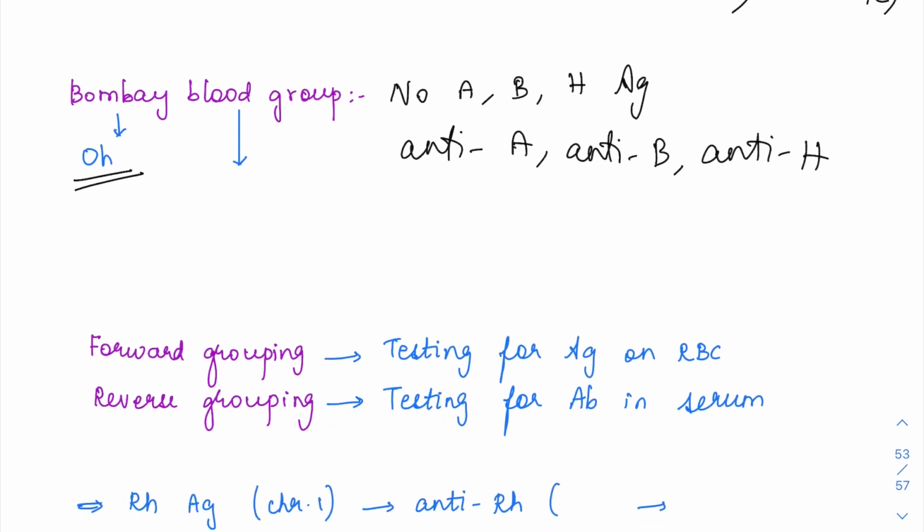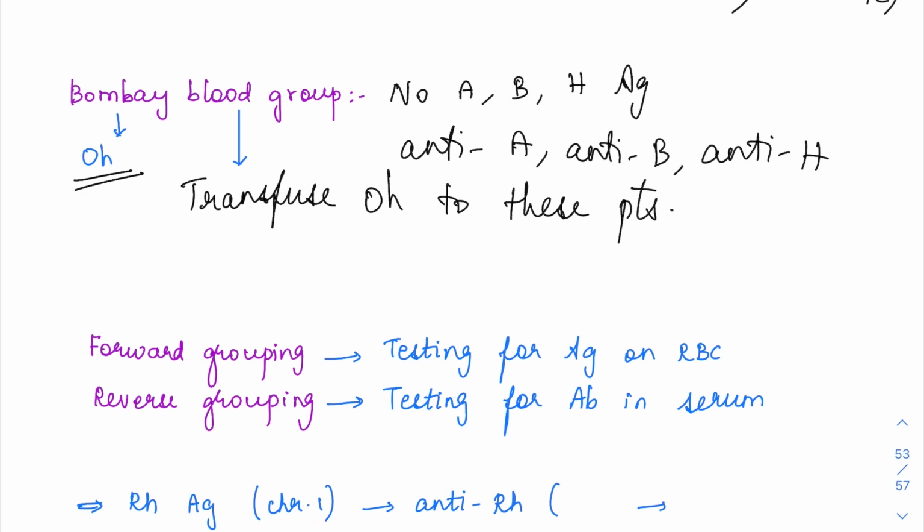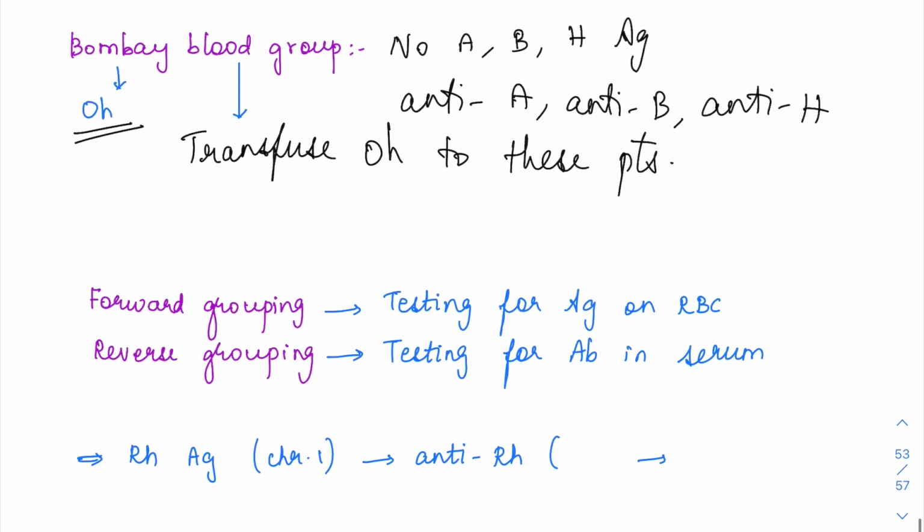So in that case, if you transfuse the Bombay blood group patient with O blood group, thinking that there is no anti-A or no A or B antigen, then it is going to cause a transfusion reaction. So it is very important to transfuse only Bombay blood group to these patients. Okay, only Bombay blood group can be transfused to these patients. It is called Bombay blood group because it was first found in Mumbai.